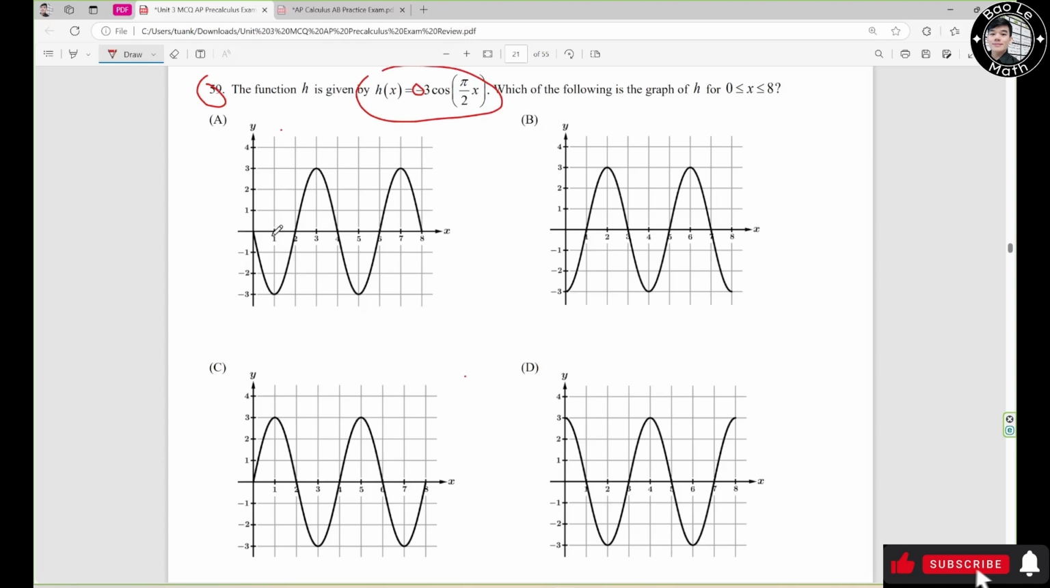So, look at this one right here. We need to draw the midline. The midline should be the x-axis, because there is no vertical translation. This one starts from the midline, which is wrong because that is for the sine function only. This one starts from the midline too, so it is wrong. This one starts from the maximum, but we need the minimum first because there is a negative sign right here. So this one is wrong. The answer must be B.